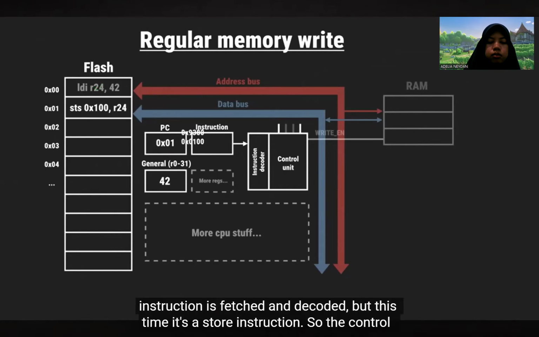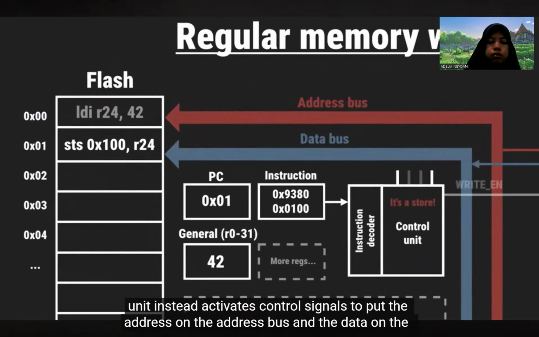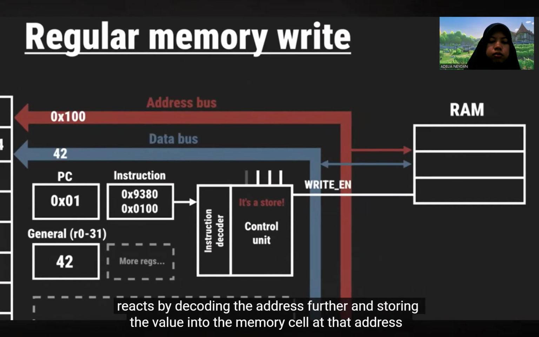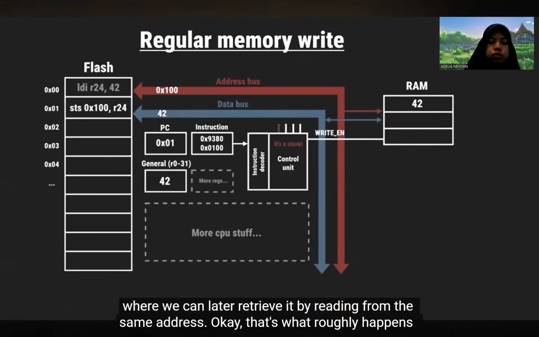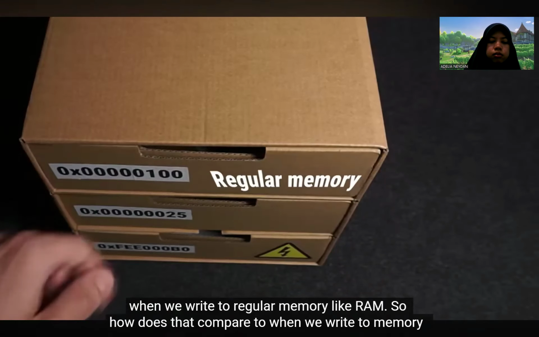The instruction is fetched and decoded, but this time it's a store instruction, so the control unit instead activates control signals to put the address on the address bus and the data on the data bus. It also sets an extra control signal to tell the RAM it's time to respond. The RAM reacts by decoding the address further and storing the value into the memory cell at that address, where we can later retrieve it by reading from the same address. Okay, that's what roughly happens when we write to regular memory like RAM.